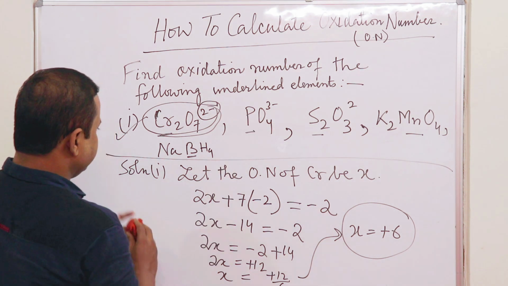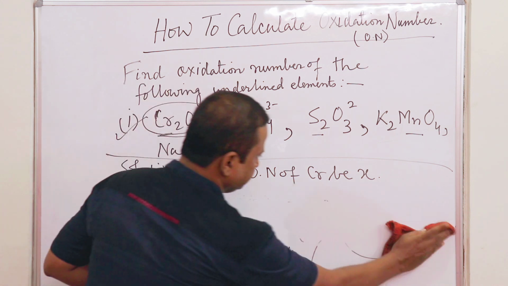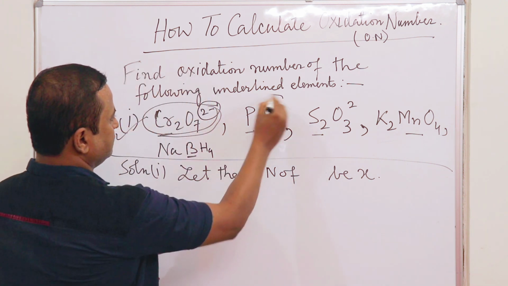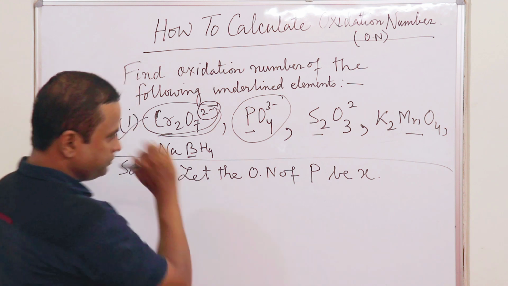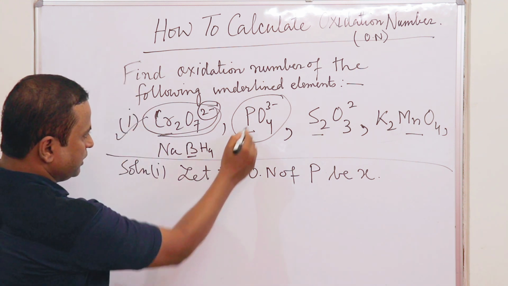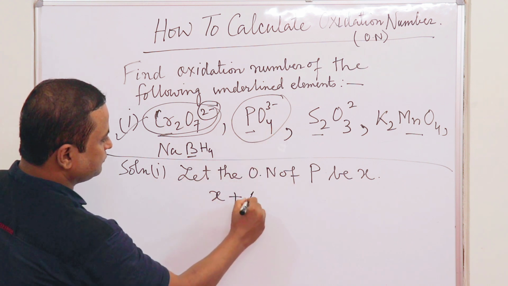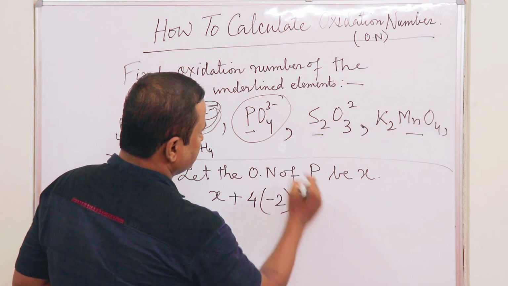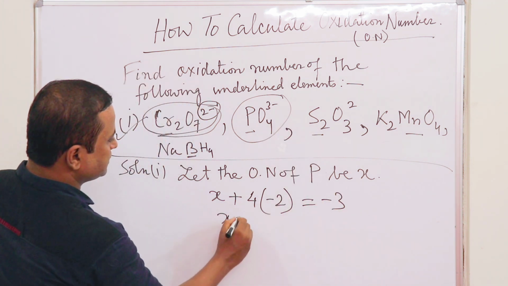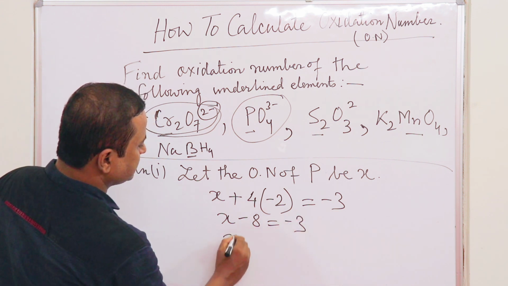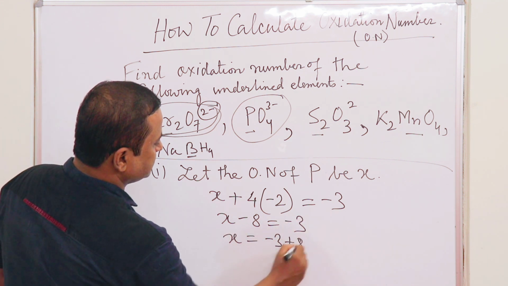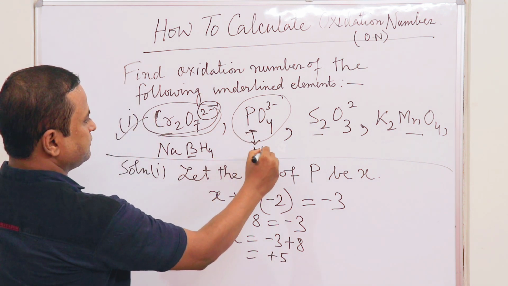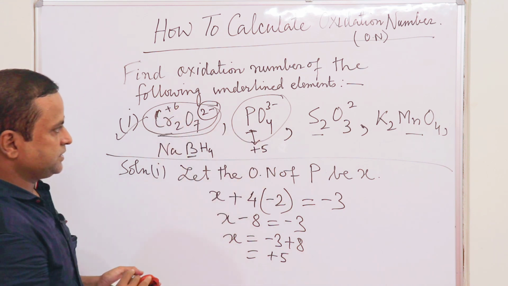Now let's move on to the next ion. In this way you have to calculate. Here you have to calculate the oxidation number of phosphorus. So let it be x for 1 phosphorus, plus 4 oxygen, 4 times -2, the oxidation number of oxygen is -2, and the charge on it is -3. So x - 8 = -3, so x = -3 + 8, that is equal to +5. So the oxidation number of this phosphorus is +5 here, and there it was +6.